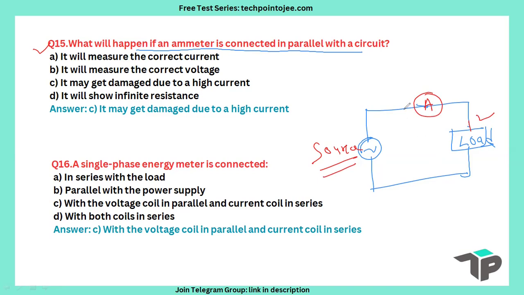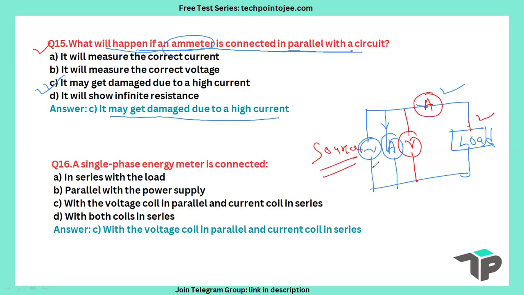Similarly, the voltmeter is used in parallel across the load. Now the question is: what will happen if the ammeter is connected in parallel? Mostly we must use the ammeter in series. Otherwise, if we connect the ammeter in parallel like a voltmeter, the ammeter will burn, so it may get damaged due to high current. Option C is the correct answer.